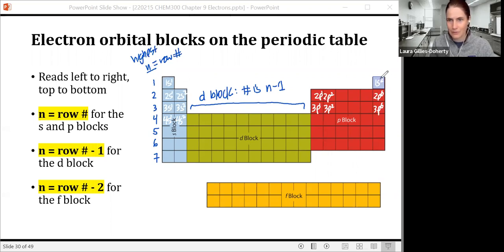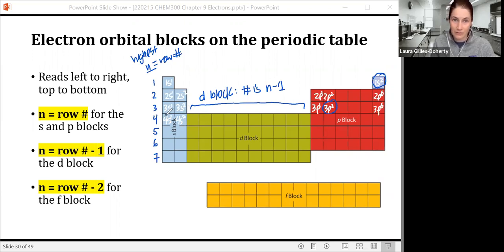So for example, if you have a hydrogen atom, its electron configuration is 1s2. Its highest principal quantum number is 1. If you have, say, silicon right here, it's in the third row, so its highest principal quantum number is 3. When you get to the D block, the D block's principal quantum number is n-1.